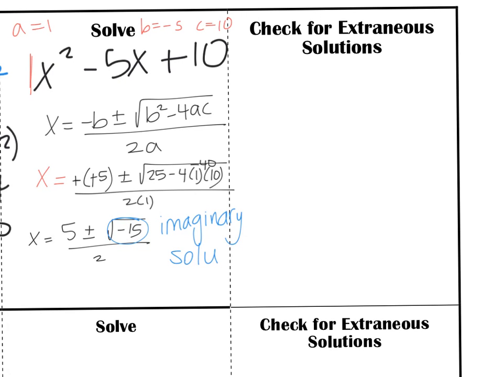I did not have a real rational solution because it was not factorable. I did not have a real irrational solution because I ended up having a negative under the radical. So I can say there are no real solutions.